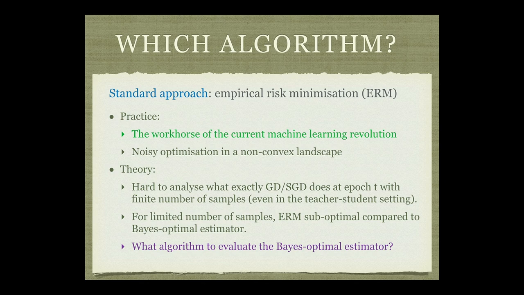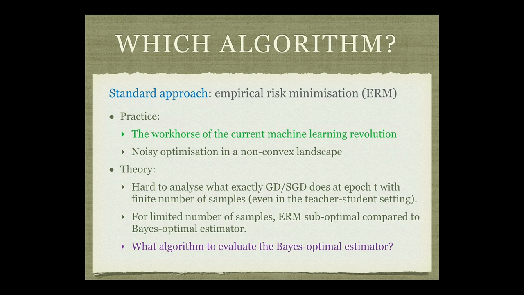So usually when you train a neural network or you solve a regression, you just minimize some empirical risk or loss function. But note that in the regime where you have a limited number of samples or a lot of noise, this is a suboptimal thing to do. Evaluating this Bayes optimal estimator is actually better in general. So that's one reason why we want to evaluate the Bayes optimal estimator. Another reason is that analyzing what gradient descent or other algorithms that minimize that loss function do is actually hard. Even in such a simple setting as my teacher-student model here with a single neural network, we don't know how to describe in closed form what the gradient descent is doing.